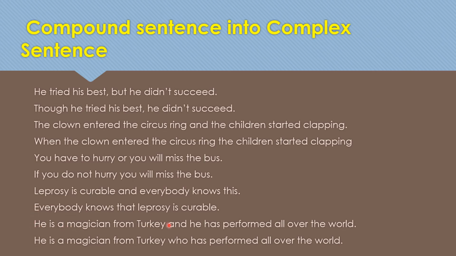He is a magician from Turkey and he has performed all over the world. He is a magician from Turkey. He has performed all over the world. Two main clauses joined by and. It's a compound sentence. We have to make it complex. He is a magician from Turkey who has performed all over the world. So you see, here we have made it into an adjective clause by adding who. So this we have retained. He is a magician from Turkey, main clause. Who has performed all over the world is the subordinate clause. Therefore, this is a complex sentence.